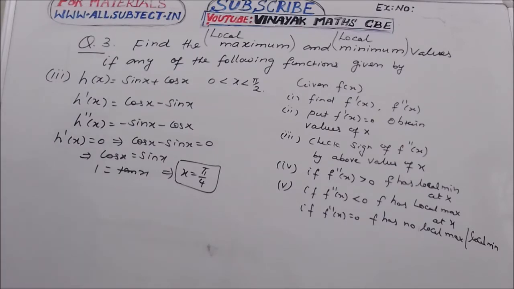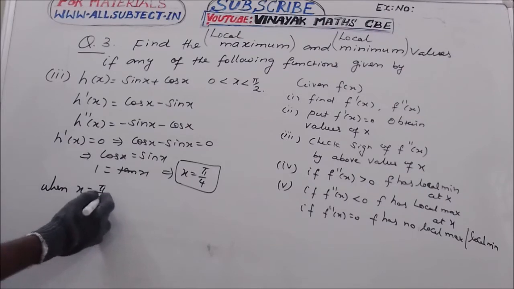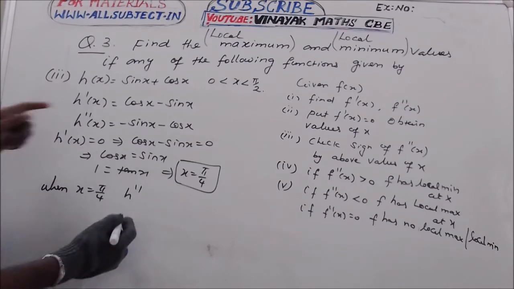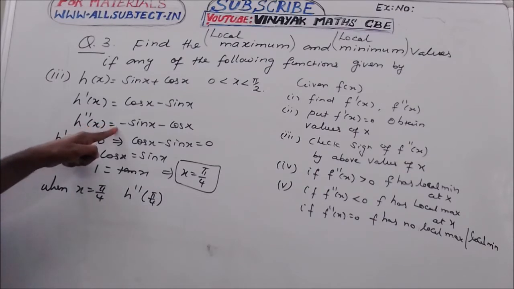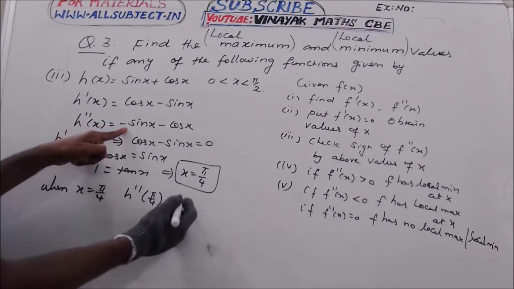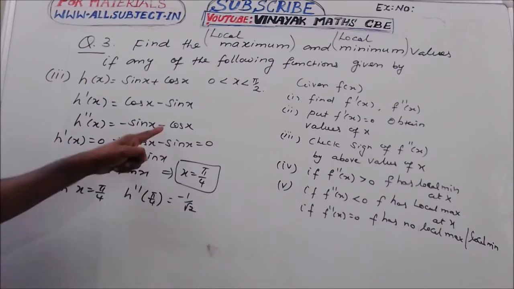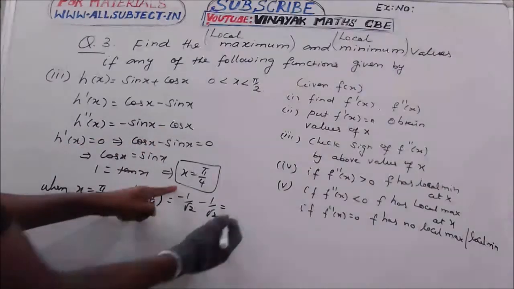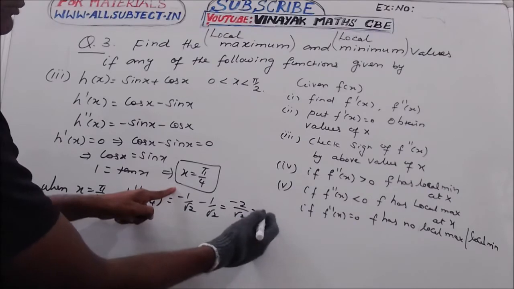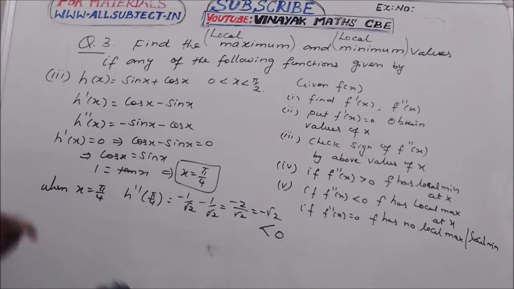When x is equal to pi by 4, h double dash of pi by 4 equals minus sin pi by 4, which is minus 1 by root 2, and minus cos pi by 4, which is again minus 1 by root 2. That is equal to minus 2 by root 2, which equals minus root 2, and that is less than 0.